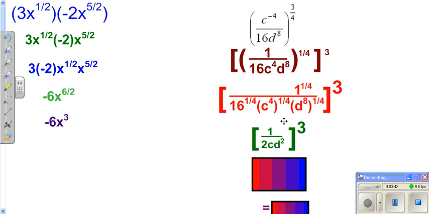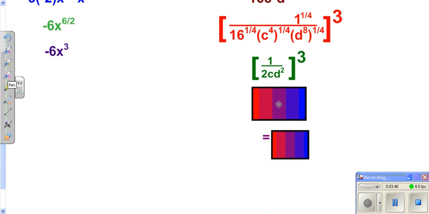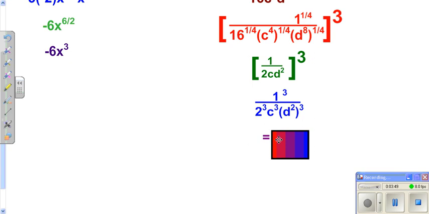So now you got to go ahead and apply that cubing to each one. So you apply that 3 to each one as an exponent. And so then we get a 1 on top, 2 cubed, which is 8, c cubed, exponent raised to an exponent, so you multiply those, so you get a d to the 6th.